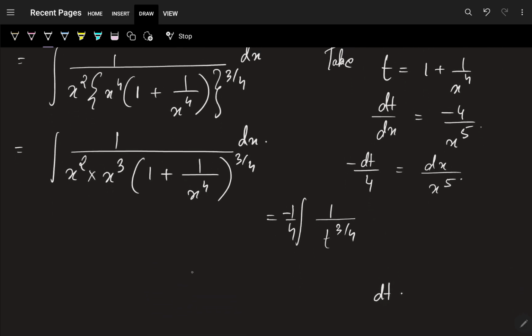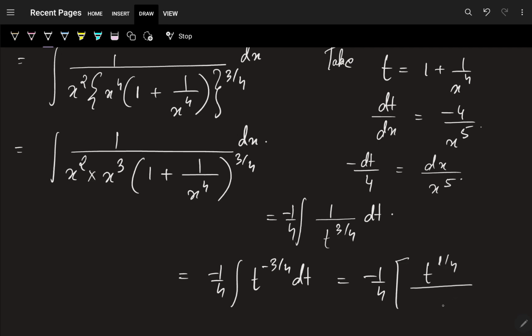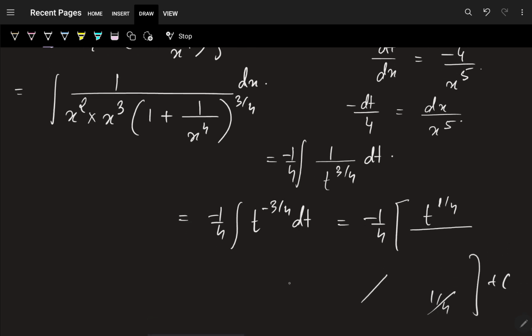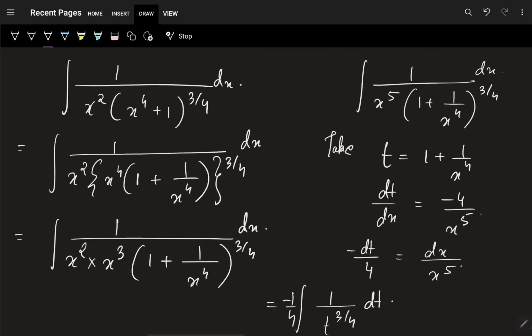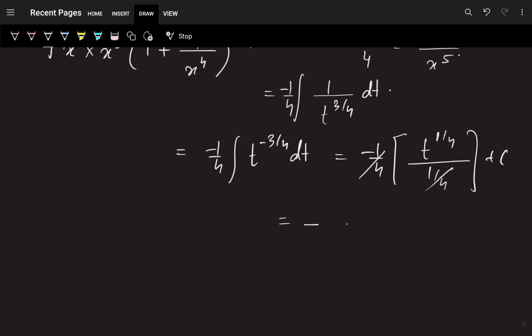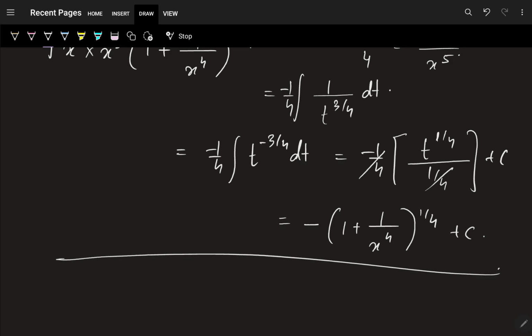Now just integrate this. This is going to be minus 1 by 4 t to the power minus 3 by 4 dt. So minus 1 by 4 and minus 3 by 4 plus 1. So that is t to the power 1 by 4 upon 1 by 4 plus c. So this cancels out. So your answer basically is minus t to the power 1 by 4. Now what was t? t was 1 plus 1 by x to the power 4. So minus 1 plus 1 by x to the power 4 to the power 1 by 4 plus c. Okay. Let's take another question like this.